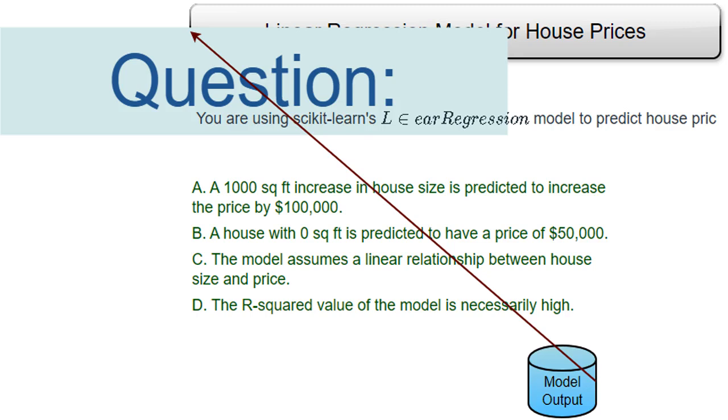Correct again. The coefficient, 100, represents the change in the predicted price for each 1 square foot increase. Thus, a 1,000 square foot increase would lead to a predicted price increase of 1,000 * 100 equals $100,000.